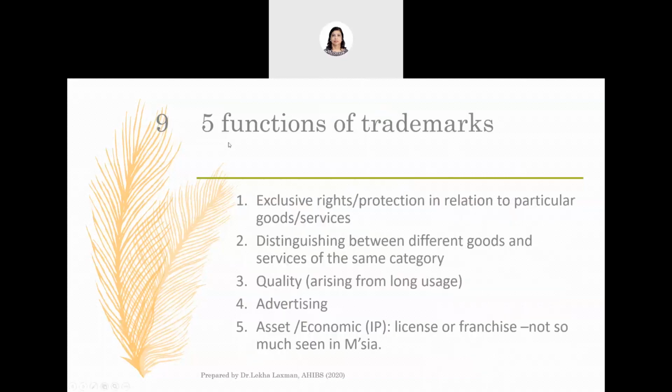Now, if you look at the functions of trademarks, there are 5 functions. And what are they? First of all, they provide exclusive rights and protections in relation to particular goods or services. For example, once you register your trademark, it gives you exclusive rights to use that particular trademark in relation to the particular goods or service your business is dealing with. The second function is, like I said before, it allows consumers to distinguish between different goods or services of the same category.